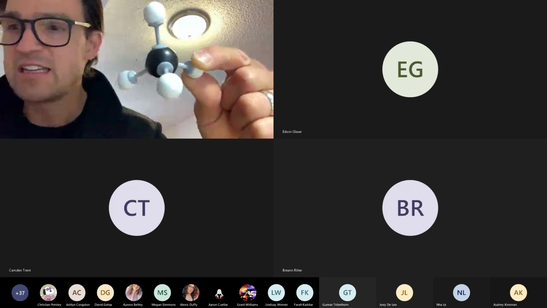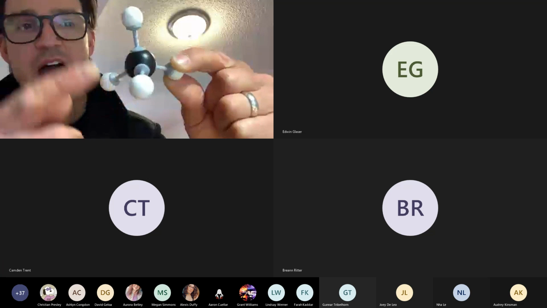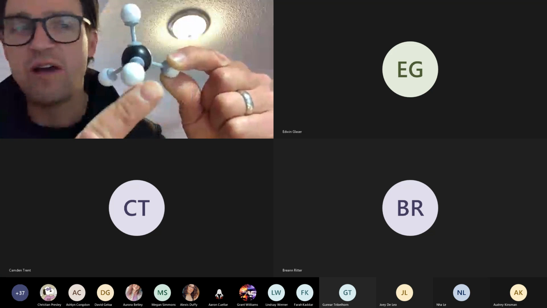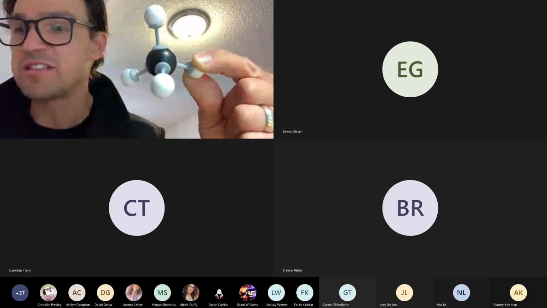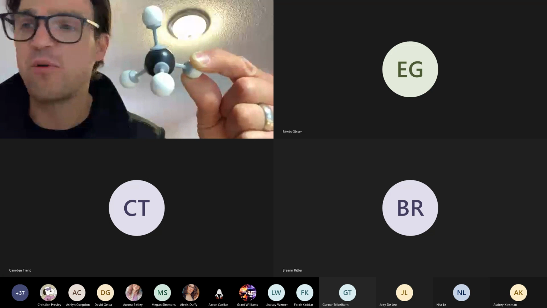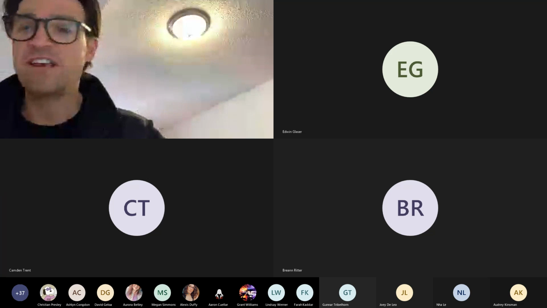Now the next thing is about the bond angles. The bond angle between any 2 atoms in this molecule is a really interesting number. It's 109.5 degrees, so 109.5 degrees in the tetrahedron.